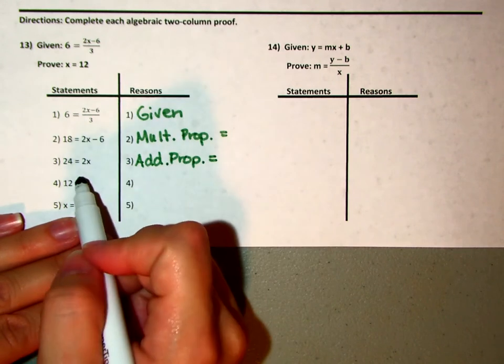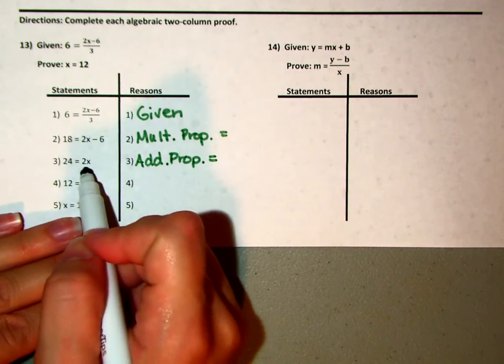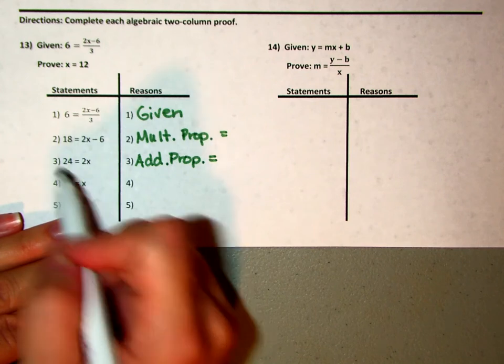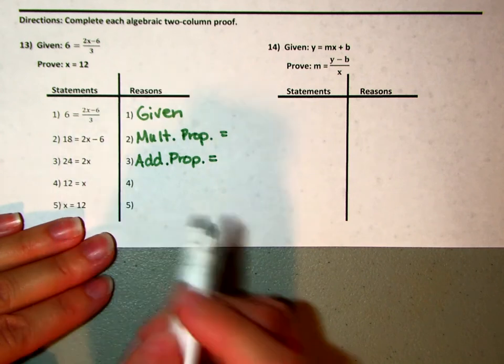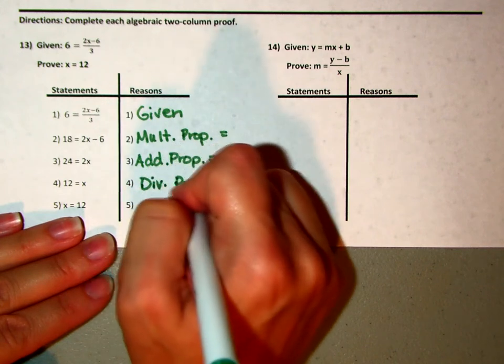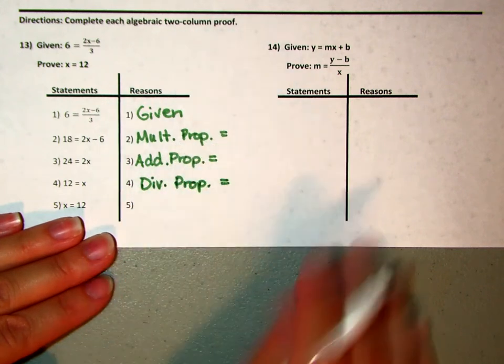In the next problem here, you're going to divide this 2 on both sides. The 2's will cancel here, leaving us with x. And 24 divided by 2 is going to give us 12. So that is the division property, since we divided the same thing on both sides of the equation.